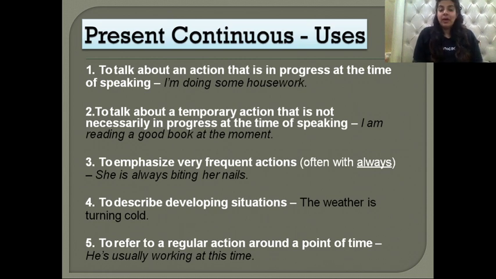Fine. So that is how I'm using my present continuous tense. Number three, to emphasize very frequent actions.